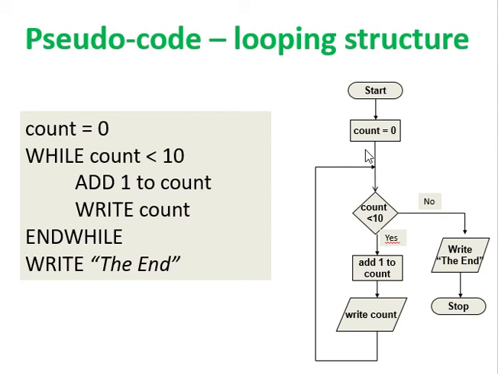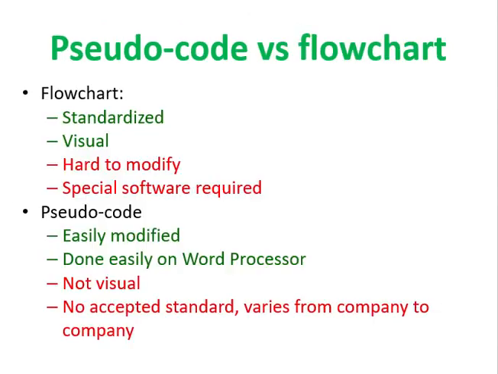The purpose of the while loop is that it is a repeated structure, as we previously discussed. So it repeats until we get the value no. We add one by one until the count is no longer less than 10, then write the end statement, and the end statement stops the program. This is the looping structure for the flowchart. Here we see the looping structure for the pseudocode.